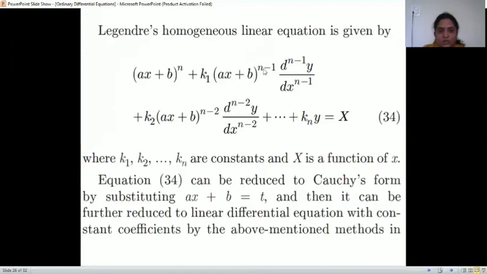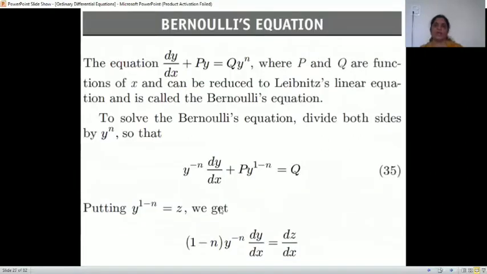The second form is Legendre's form. We know Legendre's form is where there is the term ax plus b instead of just x, right? And then to solve it, we have to write ax plus b as e raised to t again, right? That is, t is log of ax plus b, and similar to Cauchy's, we can solve it and write the solution. And next is Bernoulli's equation.